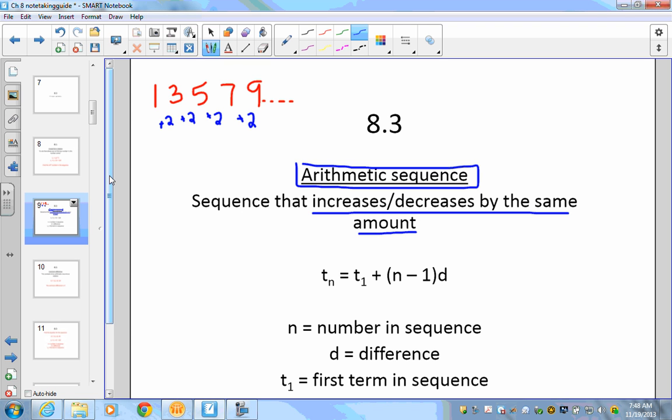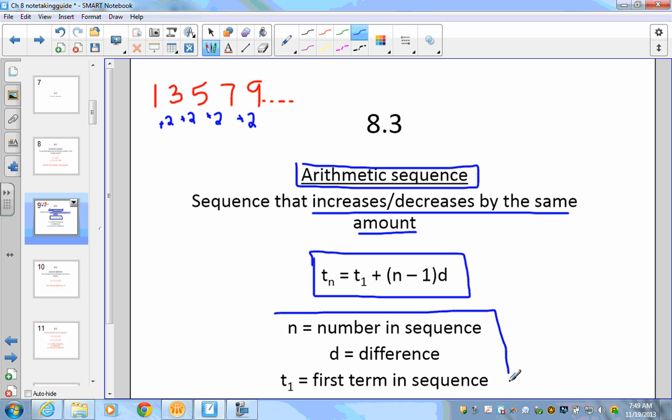Now, we're going to be talking about creating equations with these types of sequences, and this is the format we're going to use: T of n equals T of 1 plus n minus 1 times d. As you're writing notes, also take a look at what everything stands for, which is written underneath. Feel free to pause the video to get all this down, because we're moving to the next slide.